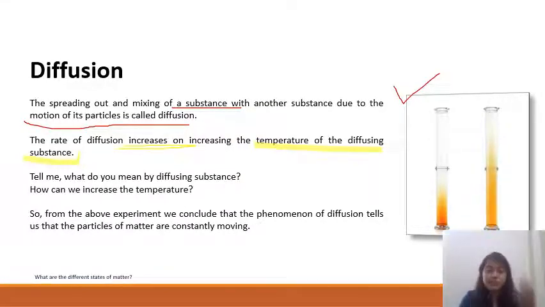This kind of thing. Okay, so the same thing is applicable here. What? The rate of diffusion increases. When we increase the temperature, the rate of diffusion, the mixing of one particle into another particle, becomes very high. Okay. So now tell me, what do you mean by diffusing substance?